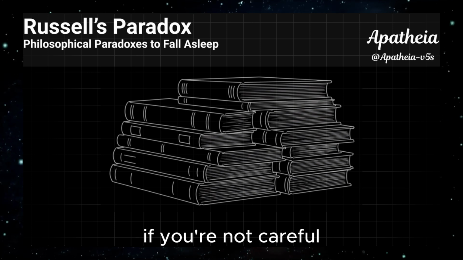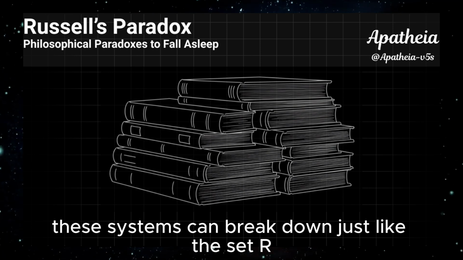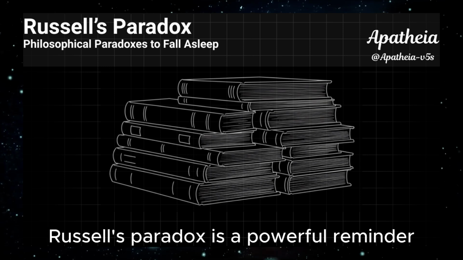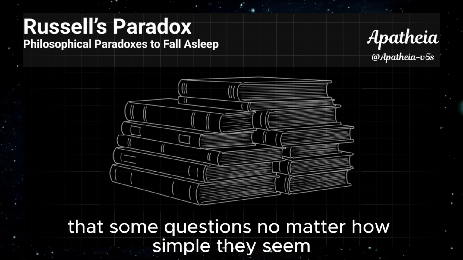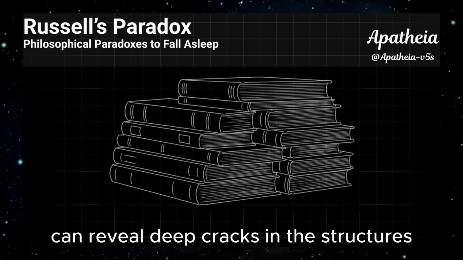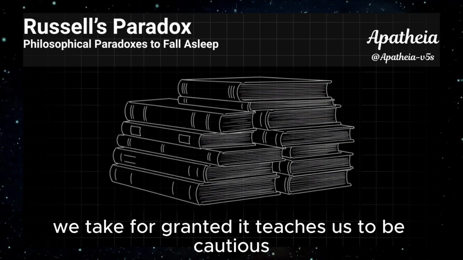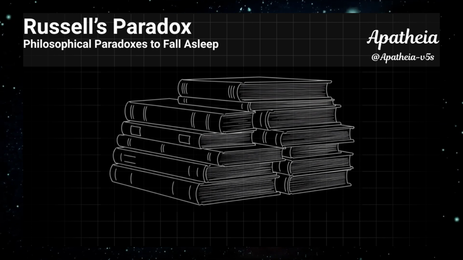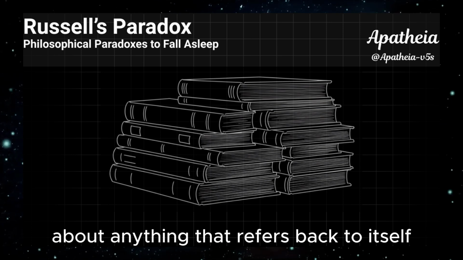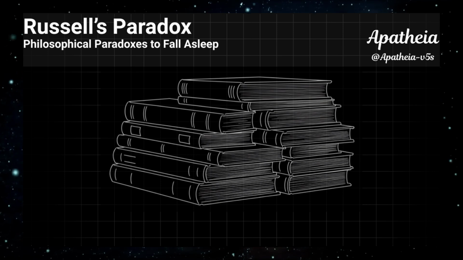If you're not careful, these systems can break down just like the set R. Russell's paradox is a powerful reminder that some questions, no matter how simple they seem, can reveal deep cracks in the structures we take for granted. It teaches us to be cautious when reasoning about the infinite, about definitions, and especially about anything that refers back to itself.